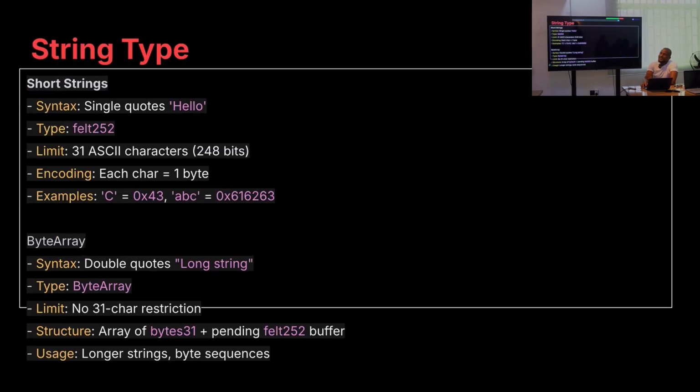Now we have the string type. We have the short string. The differentiating factor here is the quotes. For short string, it is going to be single quotes. For long string, it's going to be double quotes. Your short string is simply a type of felt252.